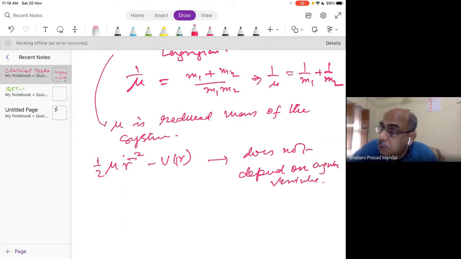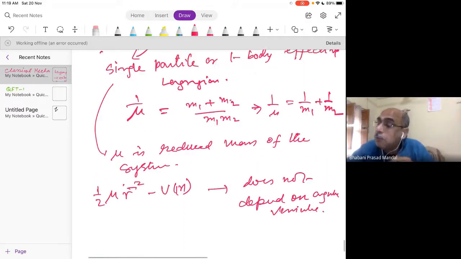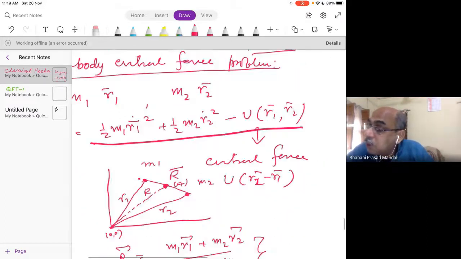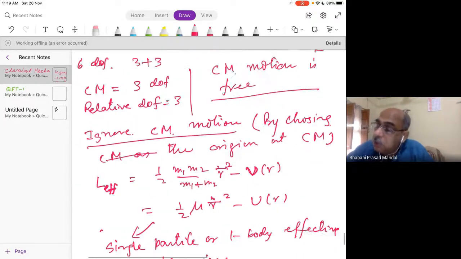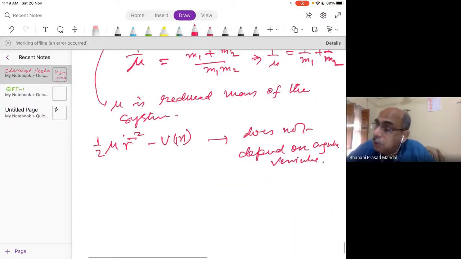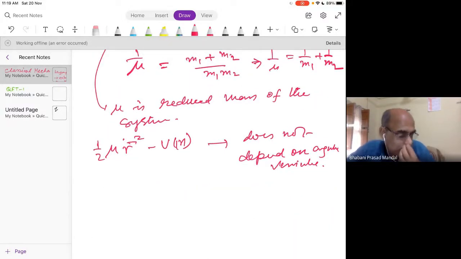This is basically mod R. You can think of it in the beginning itself: we can tell the potential is a scalar function, so it should be a function that depends on the magnitude of this position. Okay, so this does not depend on the angular variable. So there will be some coordinate, an angular variable, that it does not depend on.